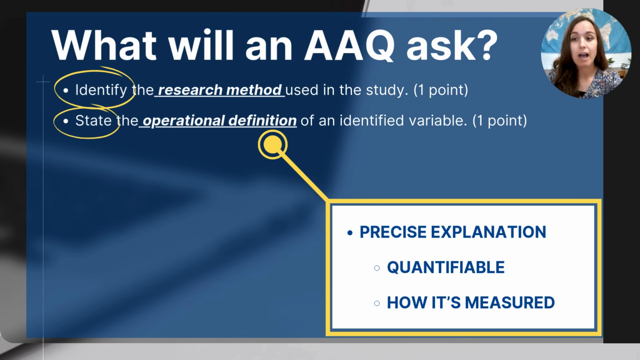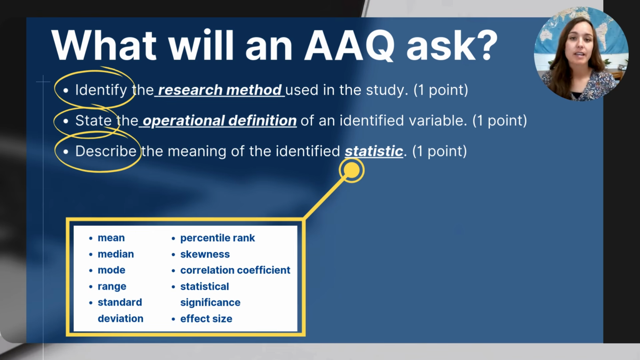And notice how the first word says state. This task verb means that the College Board wants you to simply present your answer without needing an explanation. This means that you could use a single sentence, such as, the operational definition of blank is blank. And this would be enough to score for the second task on the AAQ.